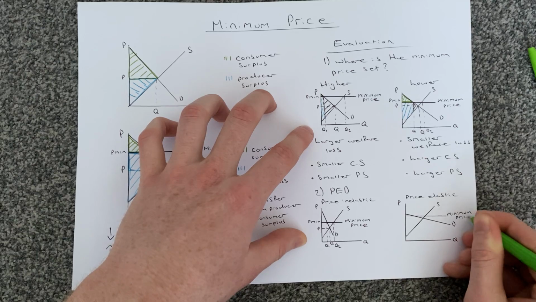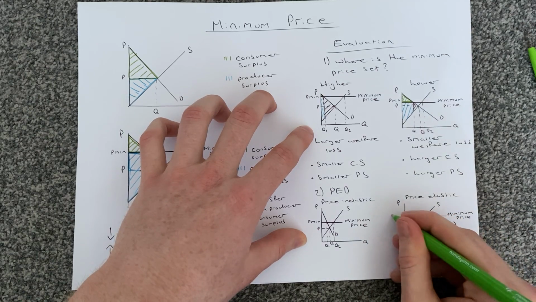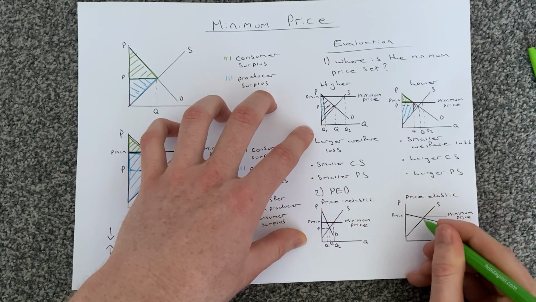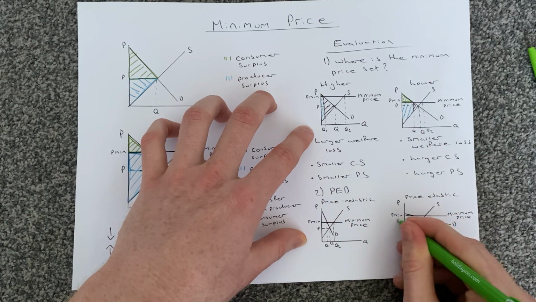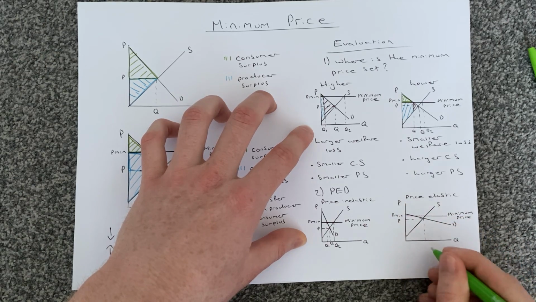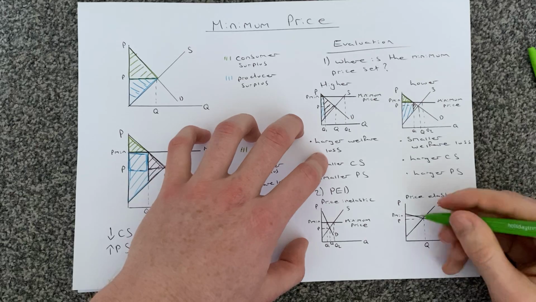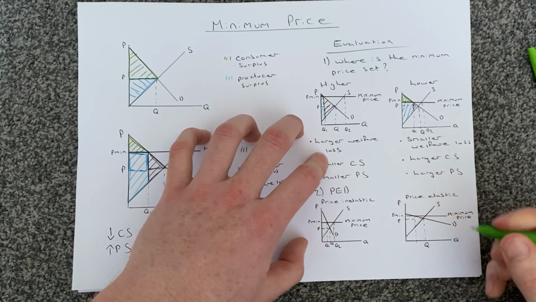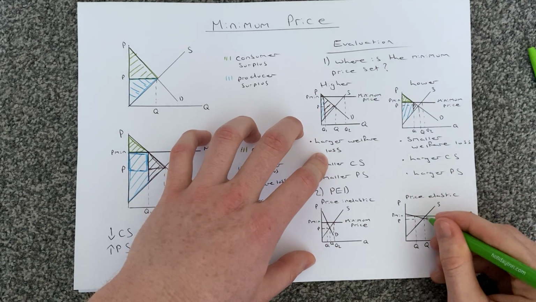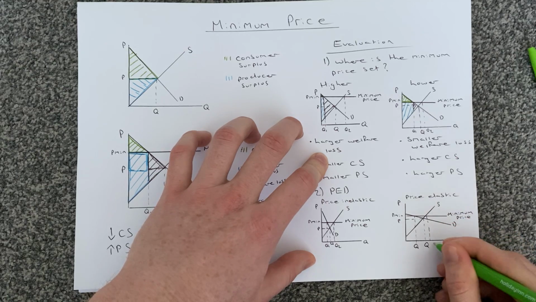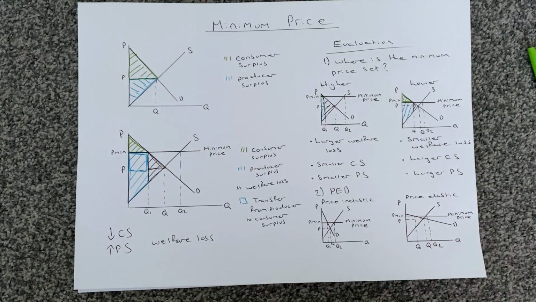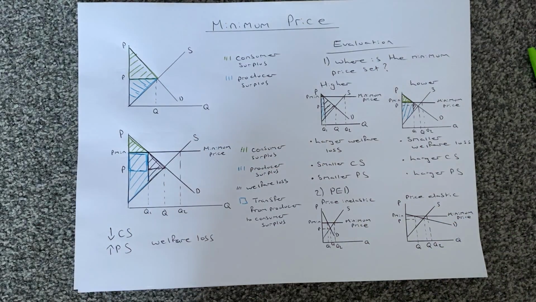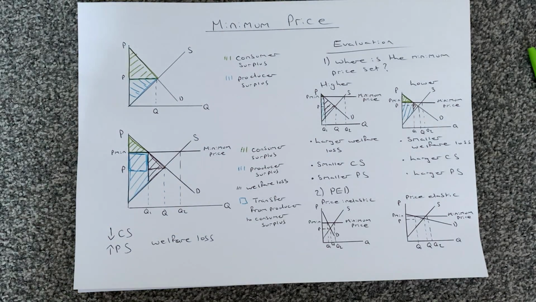Minimum price. We'll add in P min there. We'll add in P for our equilibrium and Q, and then we'll add in our Q1 and our Q2. Okay, so what we can quite clearly see here is some significant points.